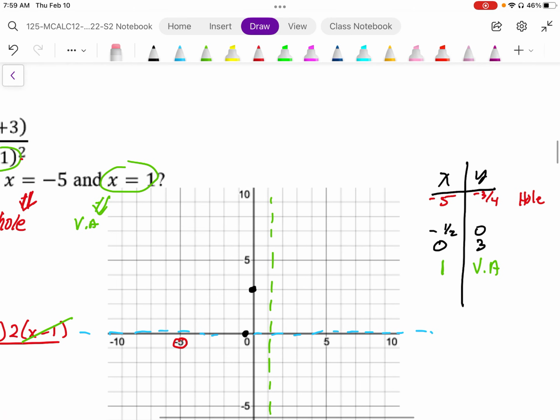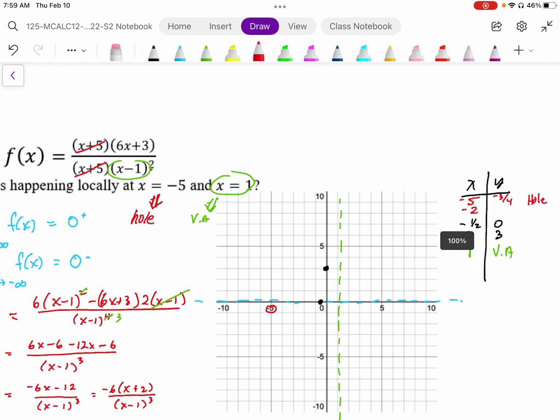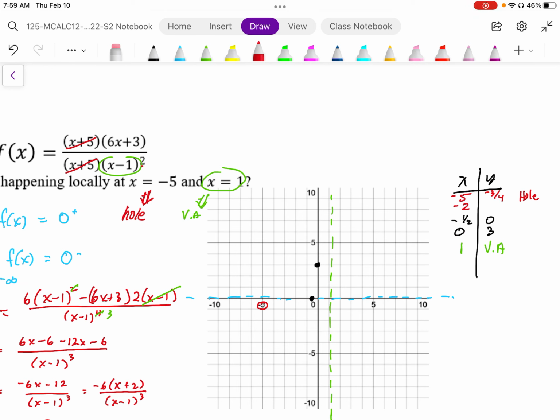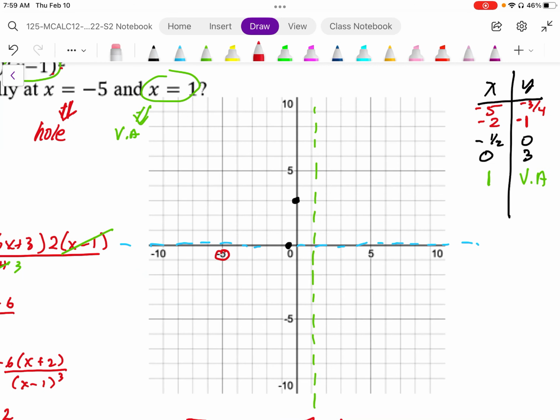Okay, so at -2, x is -2. Y is going to be, when I plug -2 into here, I get -12 plus 3, so -9 in the numerator, and then -3 squared in the denominator. So that's going to be -9 divided by +9, which is going to give us -1. So our minimum point happens at (-2, -1), right there. Okay.